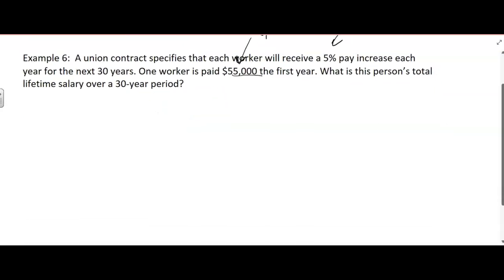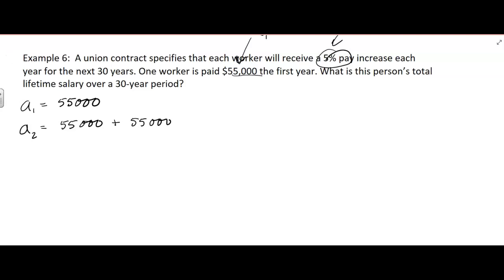Okay, so you know A sub 1. That's 55,000. That's how much the worker's making. Now, what about the second year? Well, he's going to make the 55,000 plus he's getting a 5% pay increase. So how do you figure that out? Well, it's your 55,000 plus the 5% pay increase. So that's 0.05 times 55,000.